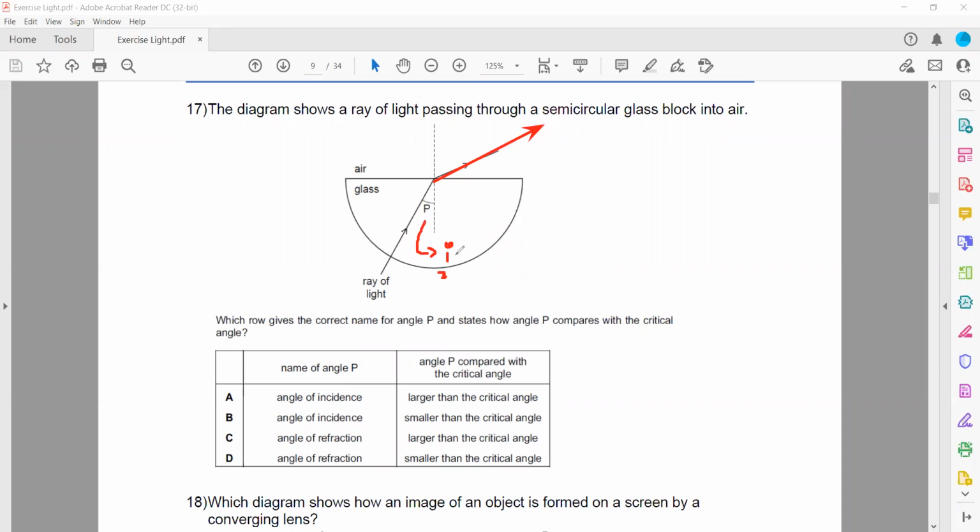Yes, this is I, or angle of incidence. And what about the value of this angle of incidence? Is it less than the critical angle or greater than? So it is less than the critical angle. So B is the right answer. Because if it was greater than the critical angle, then there should be no refraction. All of the light should reflect back.